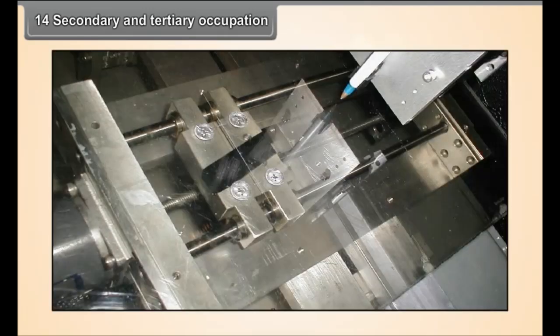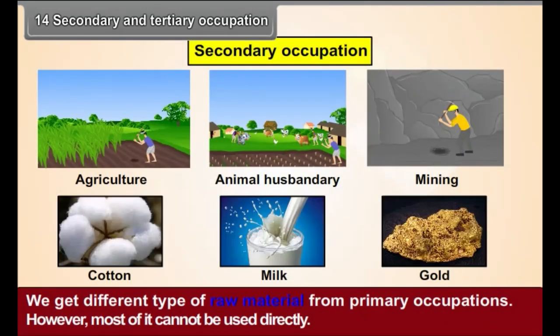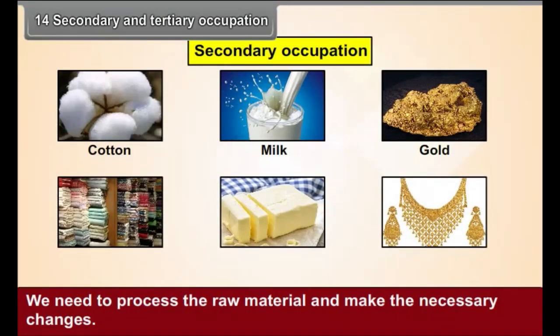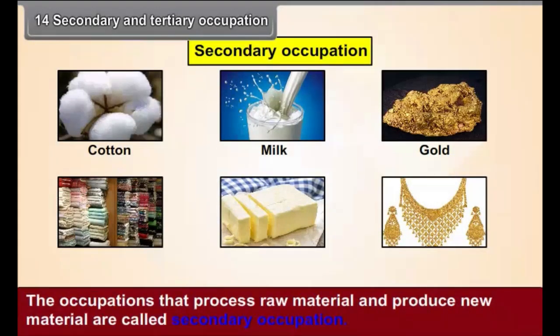Secondary occupations. We get different types of raw material from primary occupations. However, most of it cannot be used directly. We need to process the raw material and make the necessary changes. The occupations that process raw materials and produce new materials are called secondary occupations.